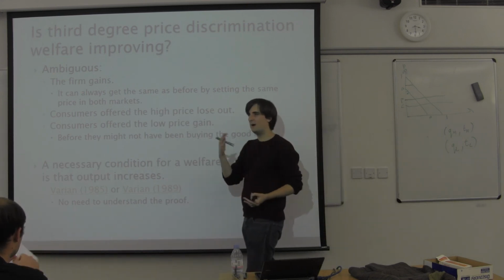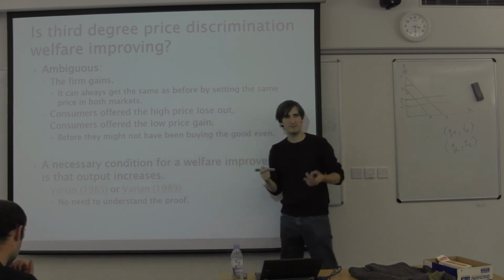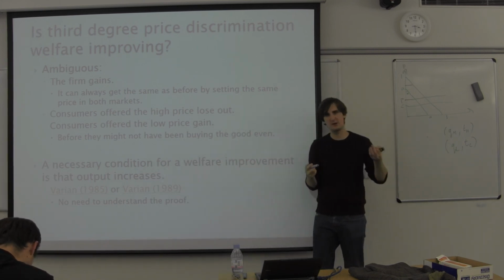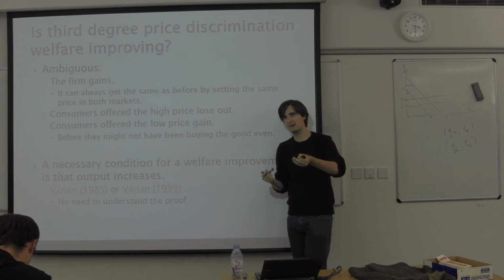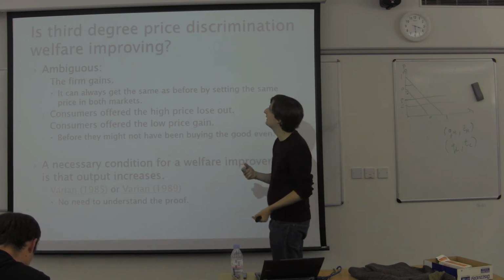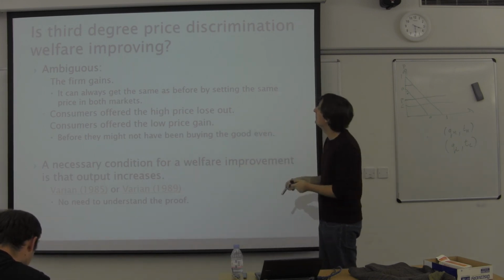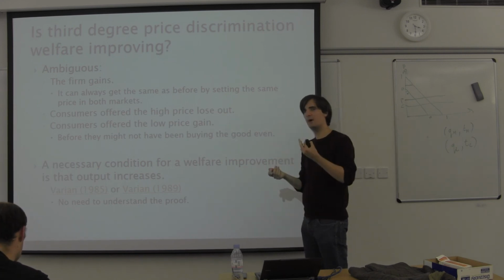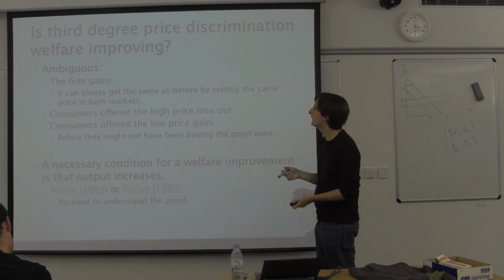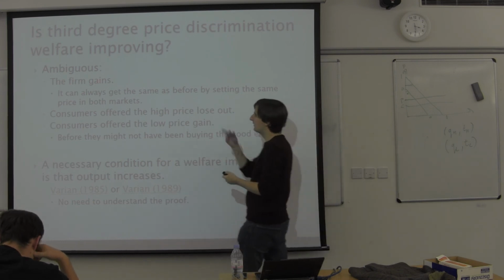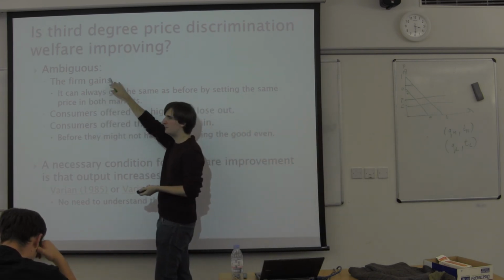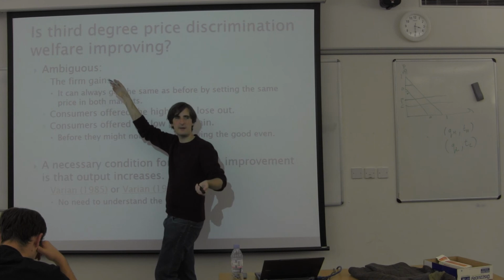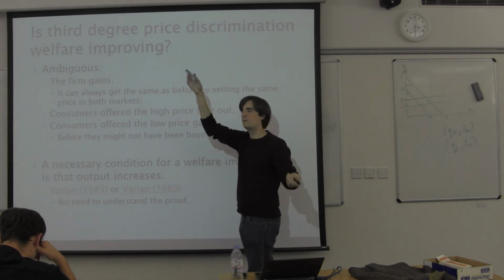Okay, so we've looked at welfare for each of these types of price discrimination. First degree price discrimination was welfare improving, okay, because it was efficient. Third degree price discrimination might be welfare improving, it might not be. So there are going to be two effects going on here. The firm is getting some extra profits, so that's good for welfare.